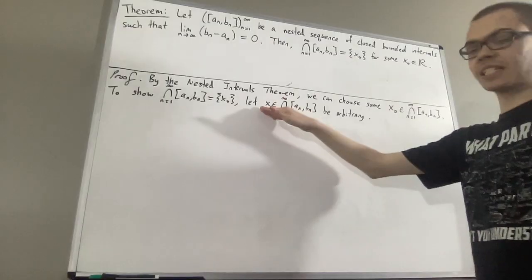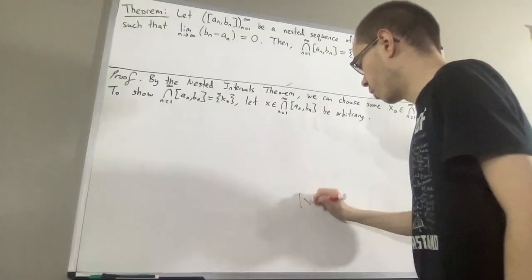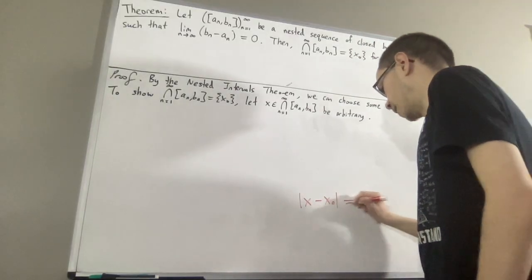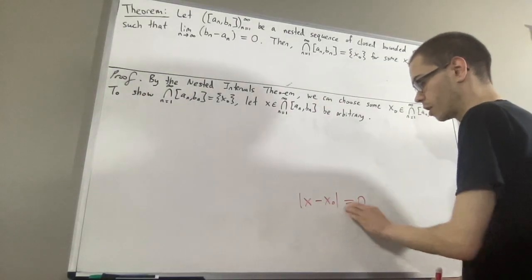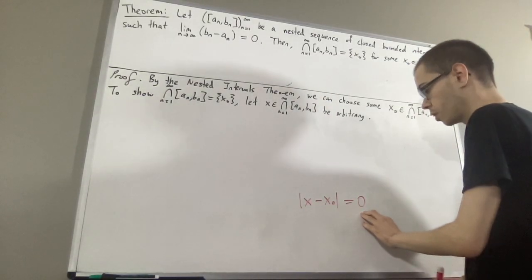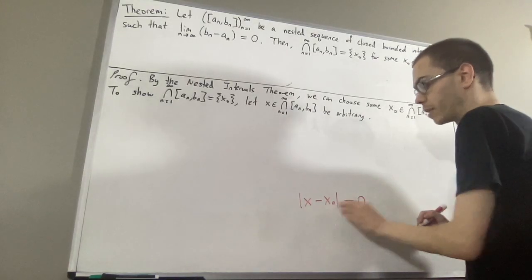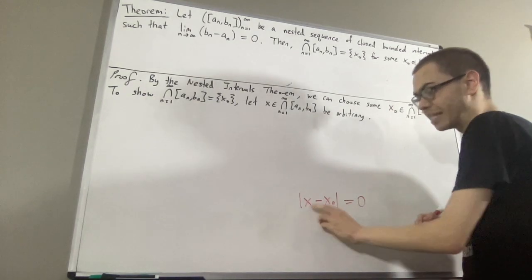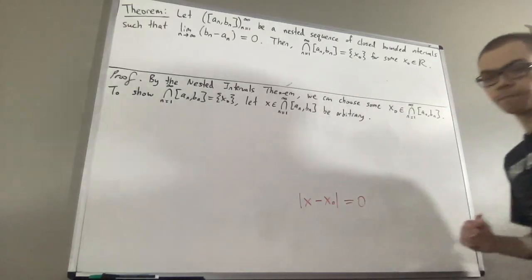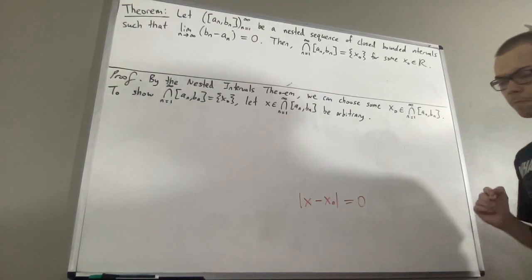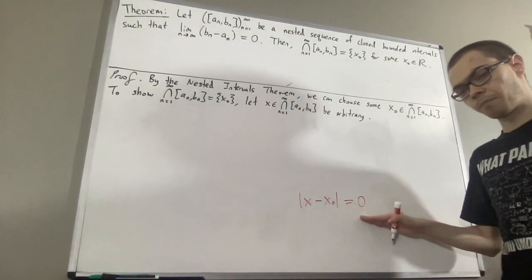Now to show that x is equal to x0, it suffices to show that the absolute value of x minus x0 is equal to 0. Right? If we can show that the absolute value of x minus x0 is equal to 0, well, when the absolute value of any real number is equal to 0, that means the number itself is equal to 0. So this implies x minus x0 itself is equal to 0, and therefore x is equal to x0. So, how do we show that this real number is equal to 0?